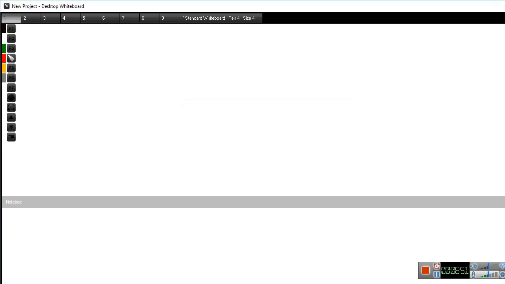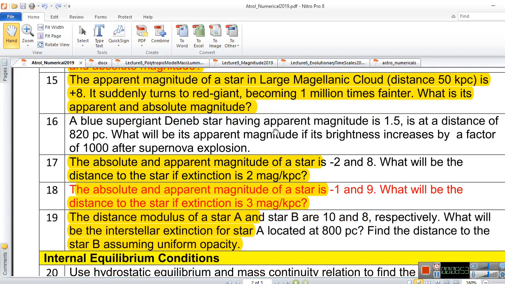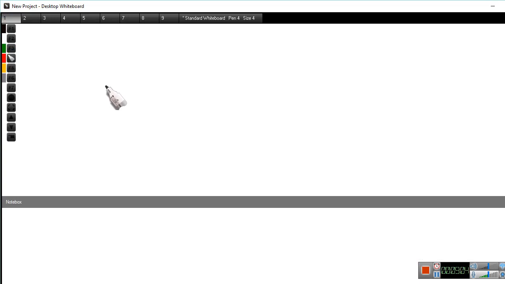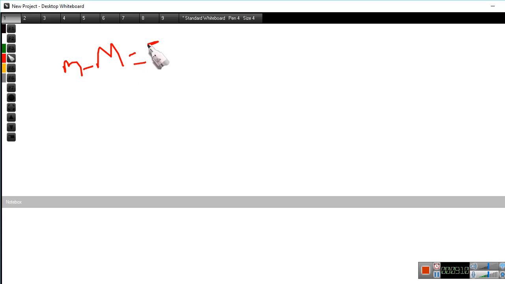Now there is a third type of numerical, in which the extinction is given. Here the absolute and apparent magnitudes are given as minus 2 and 8, and the extinction is 2. So here we will use the extinction formula, which is similar to the absolute magnitude formula, just with the extra term of extinction, that is plus A r.